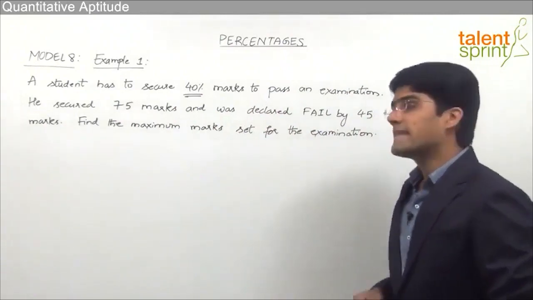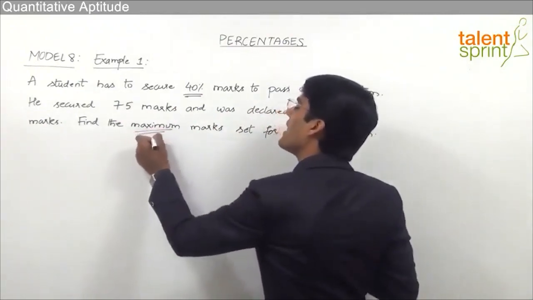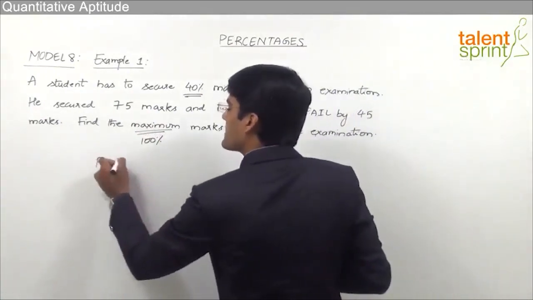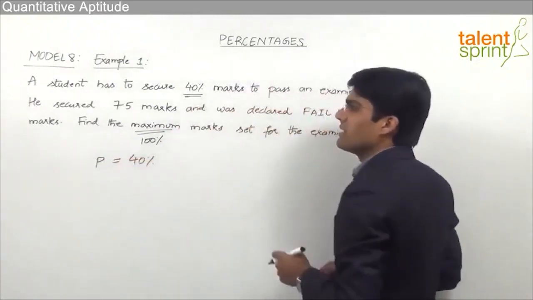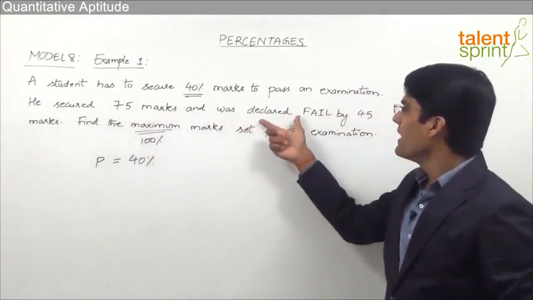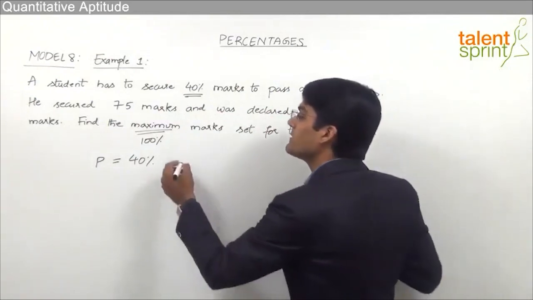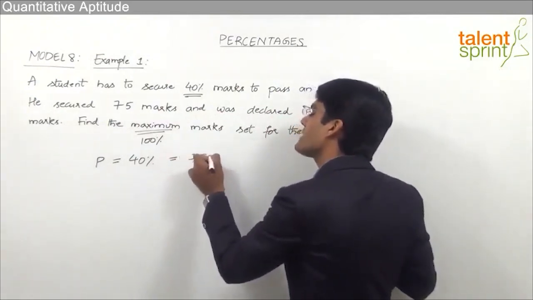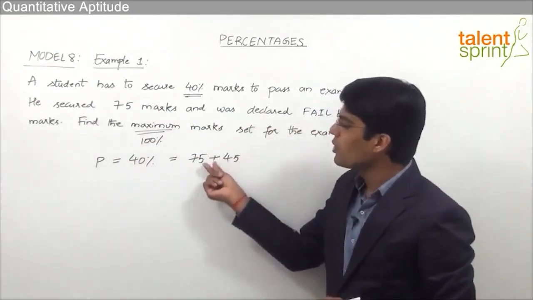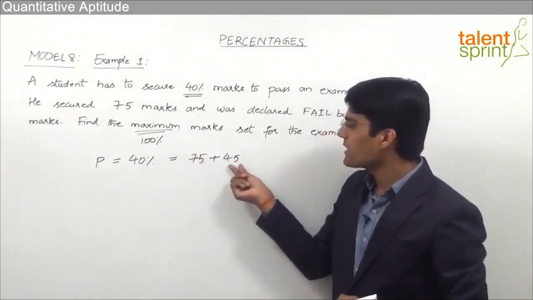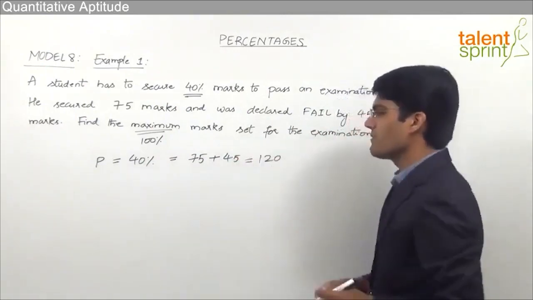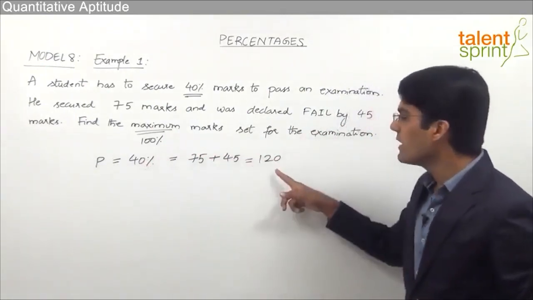We are supposed to find out the maximum marks, that is nothing but 100% of the marks that can be scored in this examination. Now, we know that the pass percentage is 40 because a student has to get 40% marks to pass this exam. Now, he has got 75 marks and he failed by 45 marks. So, very clearly, this 40% should be equal to 75 marks plus 45 marks. Why? Because he has already secured 75. If he gets 45 more, he will pass the exam. So 75 plus 45 is nothing but the passing mark. So 75 plus 45 is equal to 120. So we can understand that 40% is equivalent to 120.